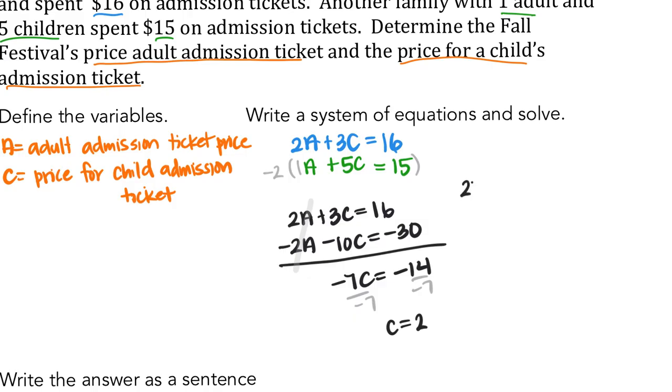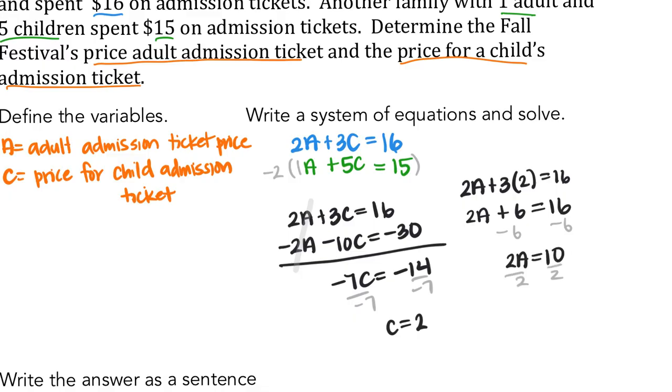Okay, 2A plus 3C equals 16. 3 times 2 is 6. Minus 6 is 10. So for A, I got 5, and since it's positive, it does make me feel somewhat comfortable.